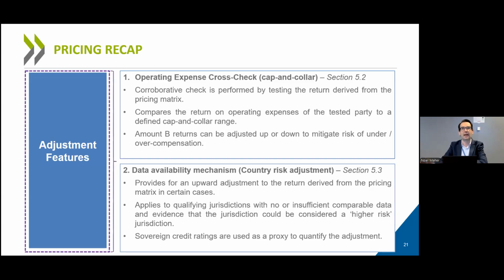So effectively, this data availability mechanism produces a risk premium, which then gets added to the amount B return determined from the previous steps. So maybe to bring this to life a little bit, happy to hand over to Kenjiro now.